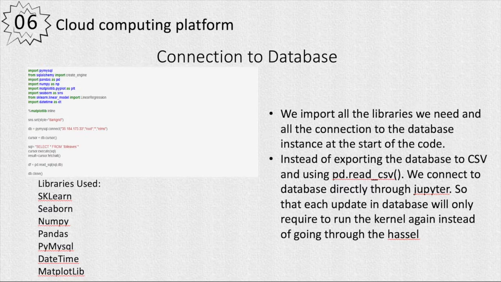Instead of using CSV, we chose to connect directly because with CSV, each update requires exporting to CSV again and uploading to Jupyter again to do the data processing. But with our approach, we can just run the whole kernel again after each update in the database, which saves a lot of time and hassle.